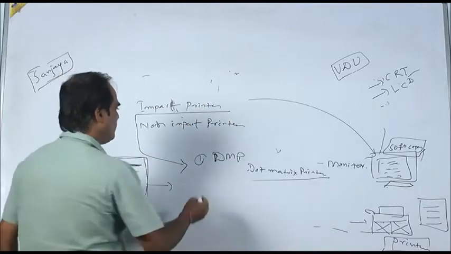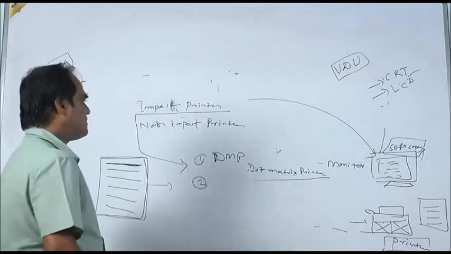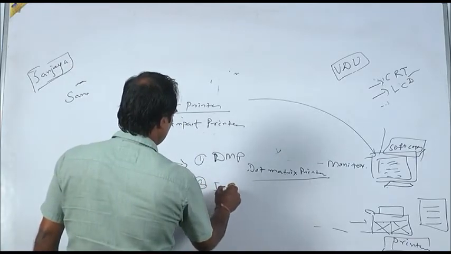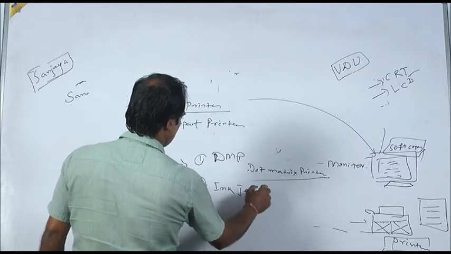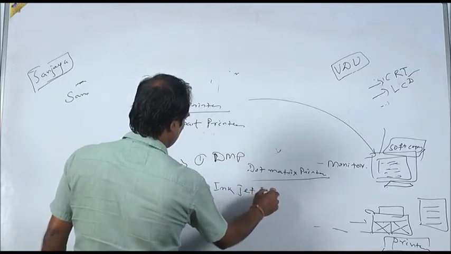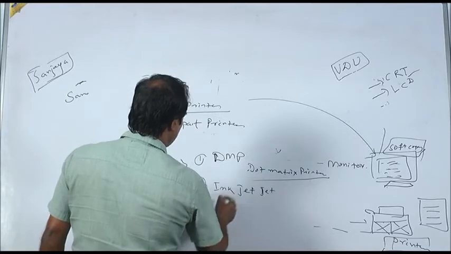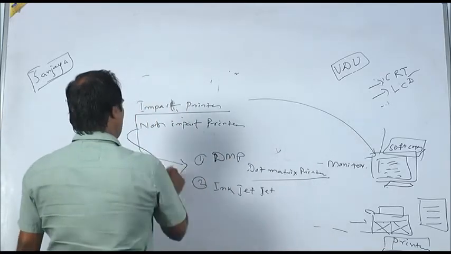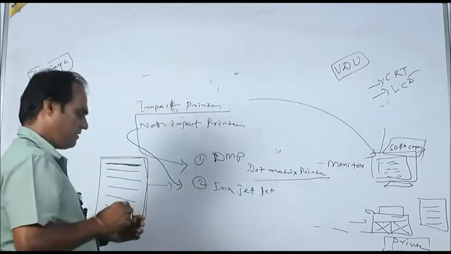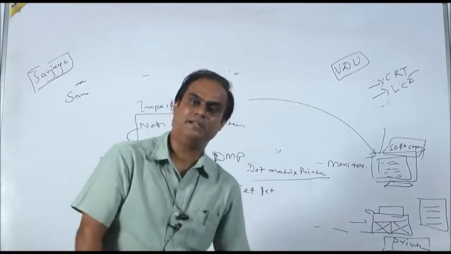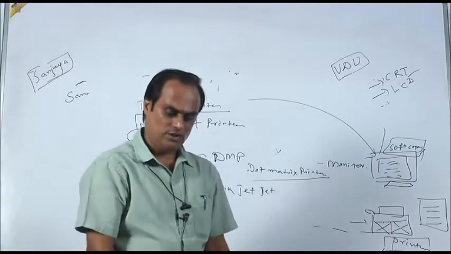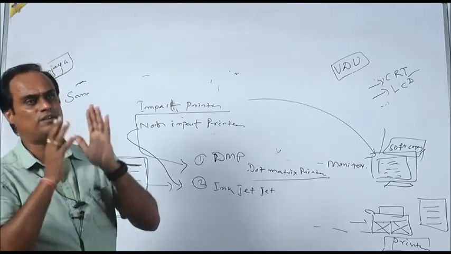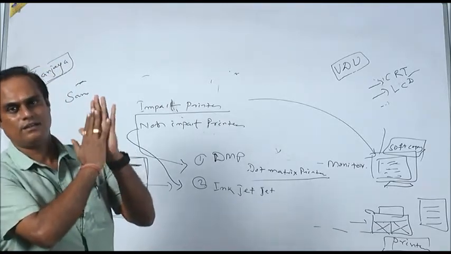Next is what? Inkjet. Then, the inkjet printer. Basically, the dot matrix is an impact printer. Then we come to the non-impact printer. So what is a non-impact printer? That means the head is not in direct contact with the paper.